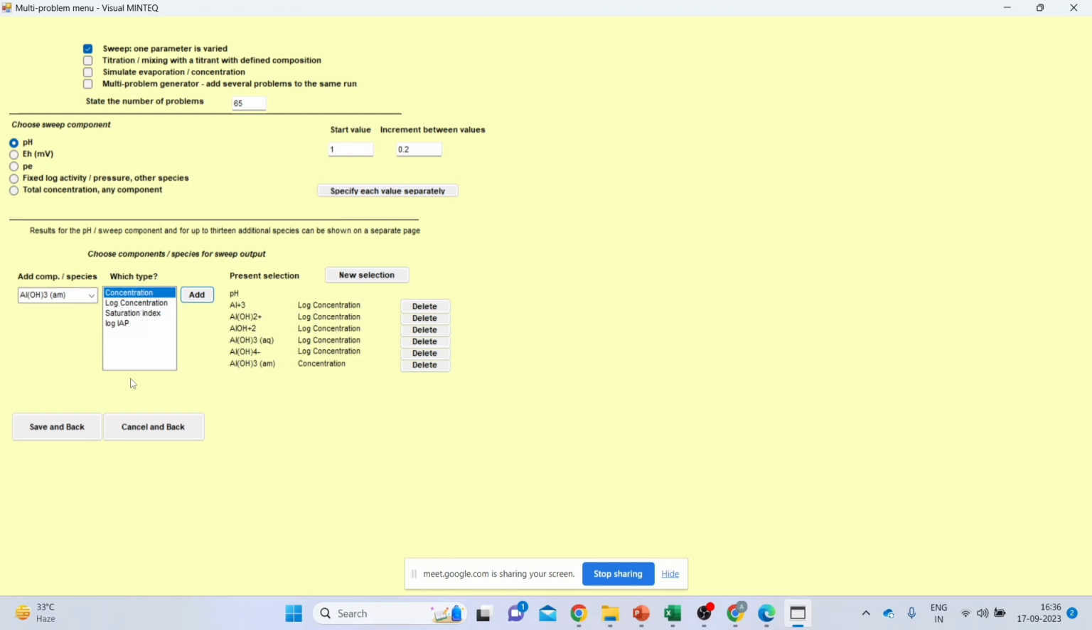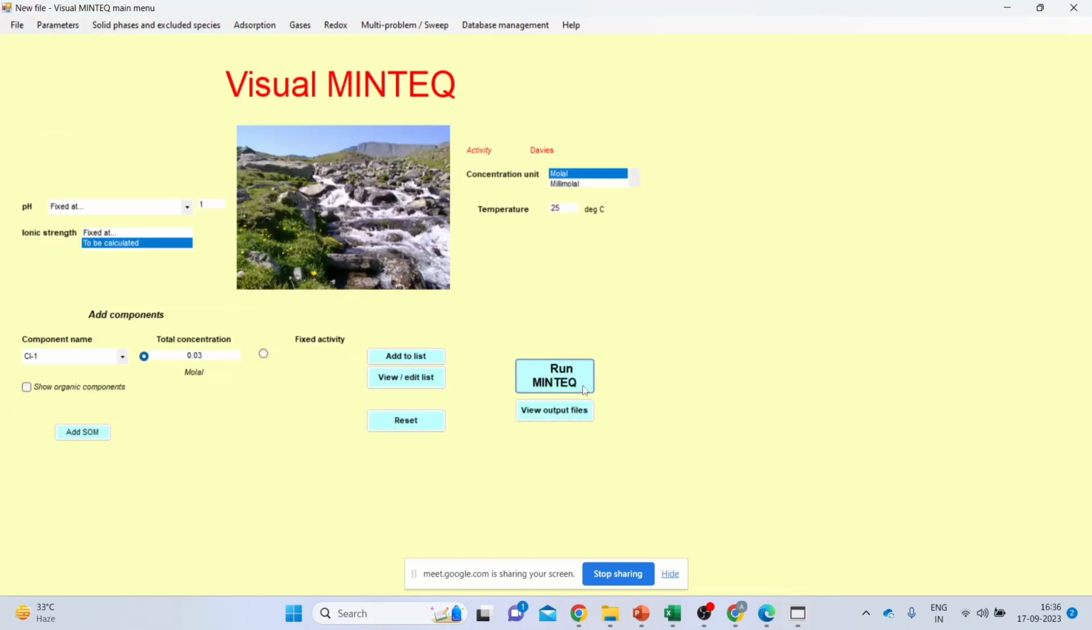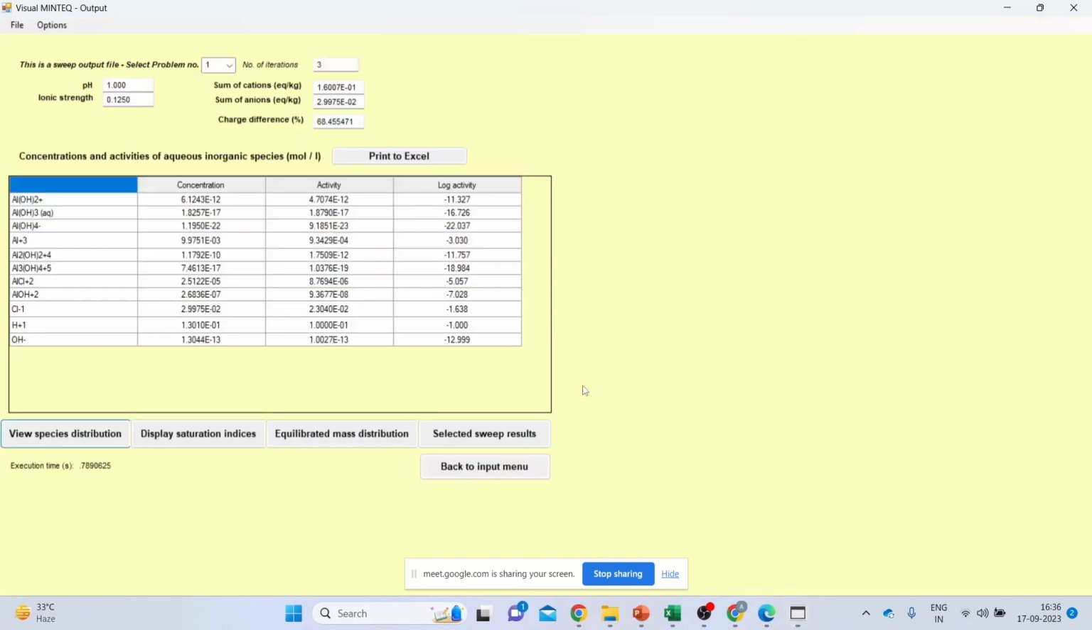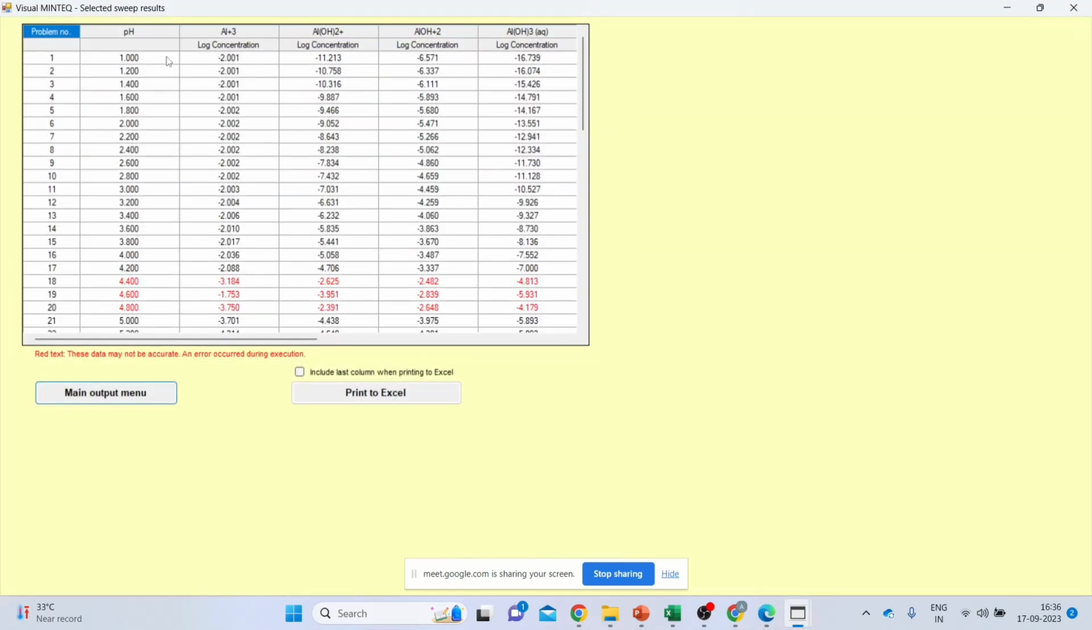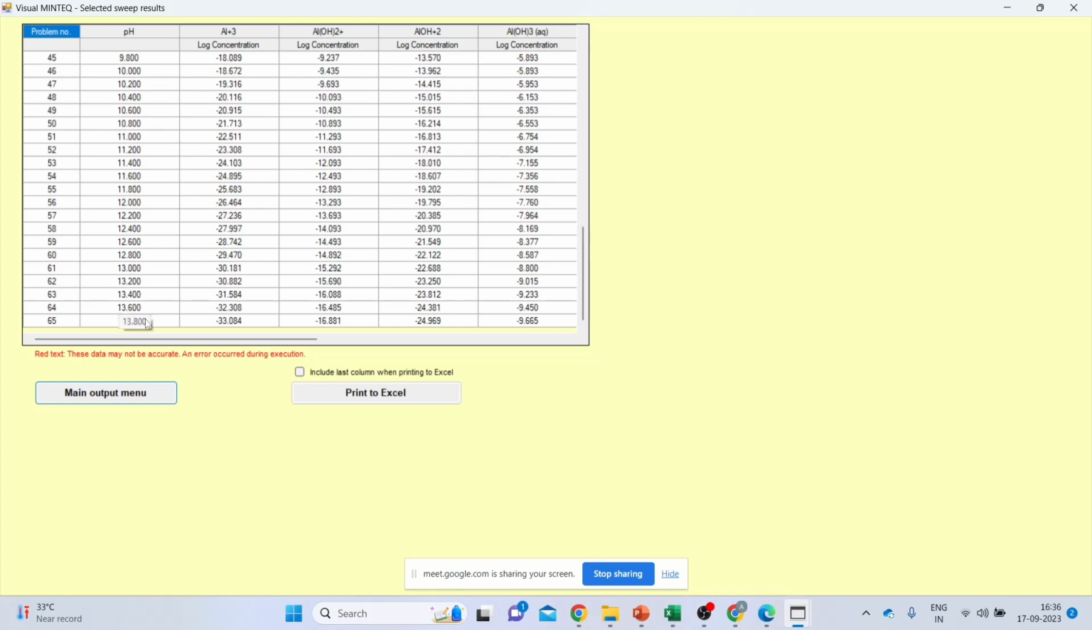So what we can do is, yes, we have added the pH. We can go save and back. We can run the MINTEQ. So here we can see it has started from pH 1. We can go to the selected sweep results. So this is the overall sweep result, which starts from pH 1 and goes to pH 13.8.